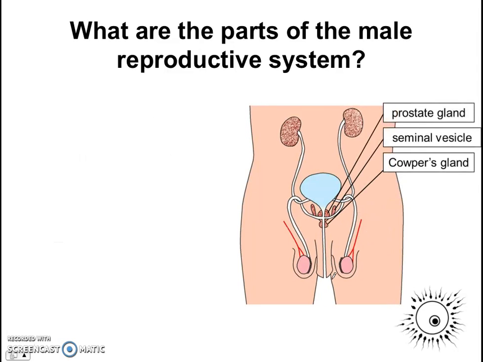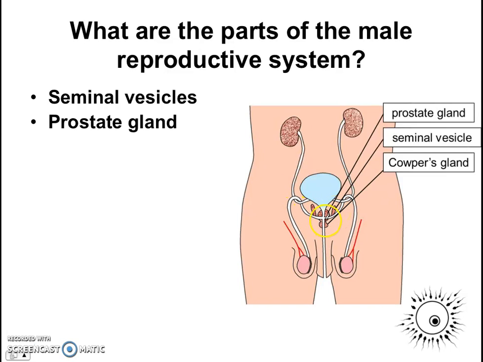Now, the male reproductive system also contains three important glands. We have the seminal vesicles over here, then the prostate gland over here, and finally the Cowper's gland. When the sperm passes through the sperm duct, it will pass by the seminal vesicle first, then the prostate, then the Cowper's gland. And these three are all sex glands.